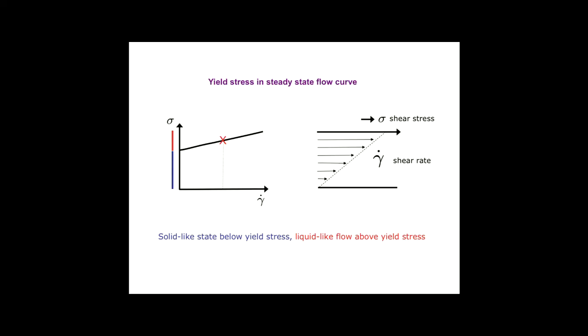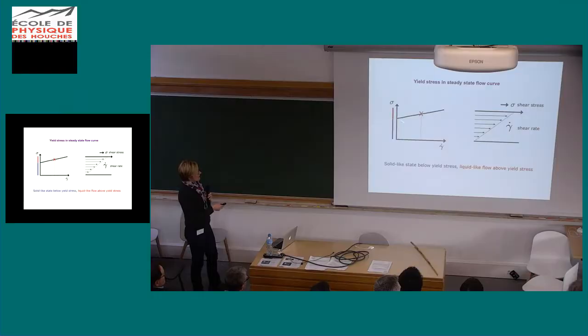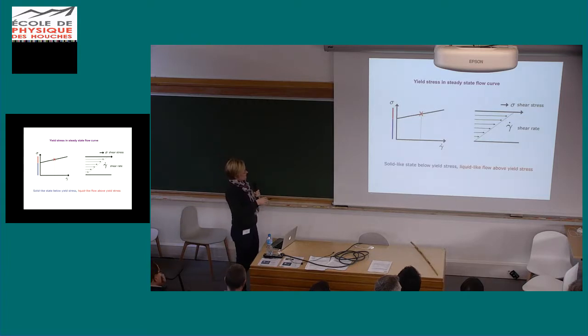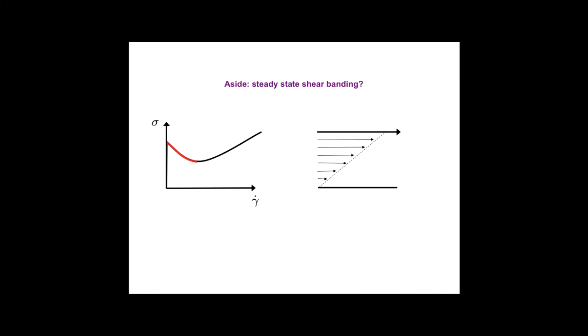And so the picture that one then has is that material is in a solid-like state below the yield stress, but in a fluidized flowing state above the yield stress, where we have a flow state that looks like this. Now, on the next slide, I just want to present an aside, which I'm then going to dispense with for the rest of the talk, but I do think it's important to go through it and then dispense with it.